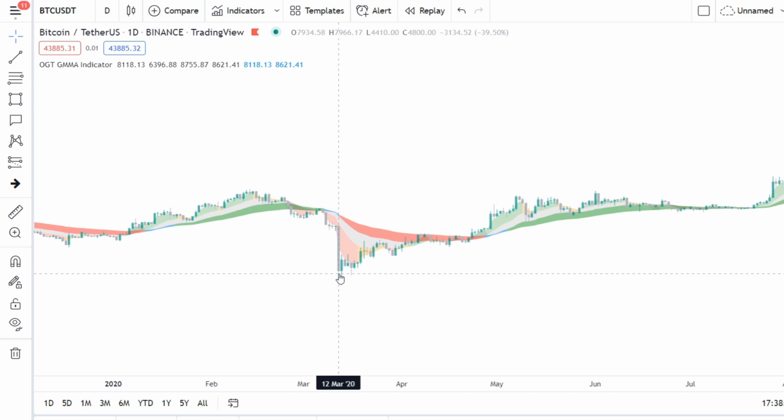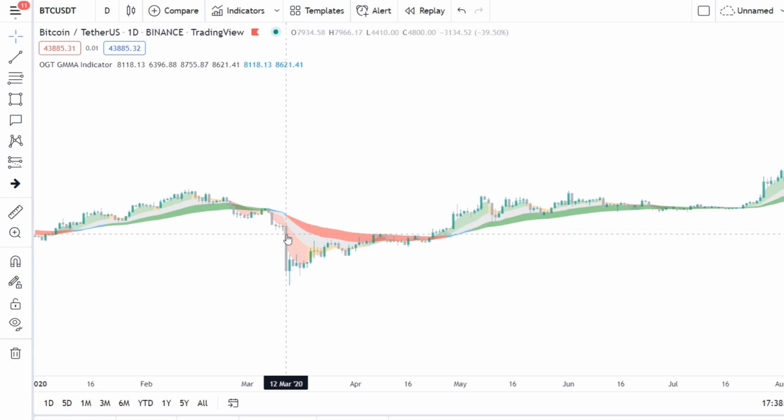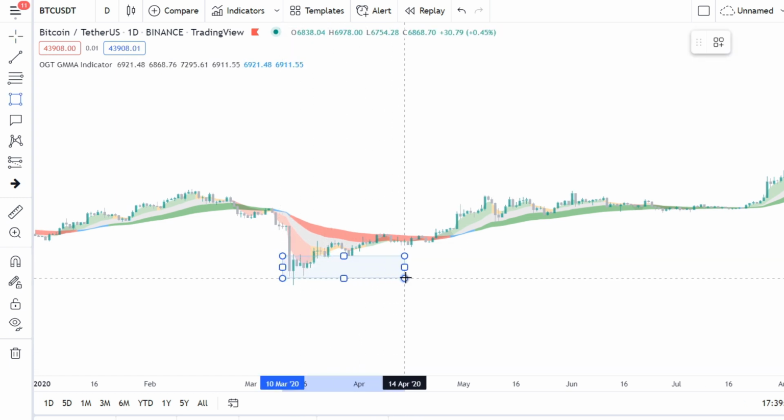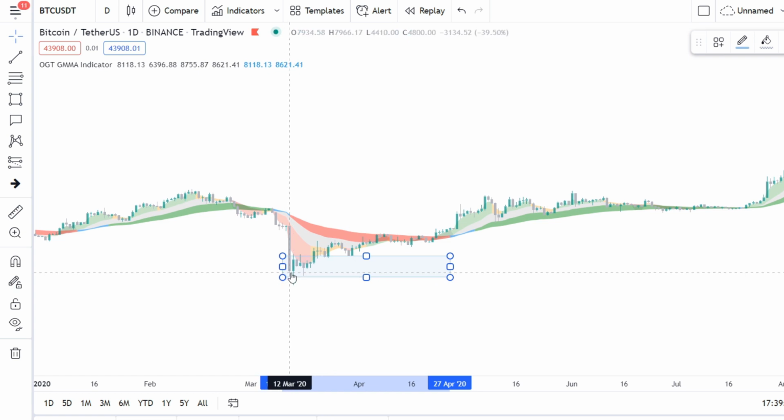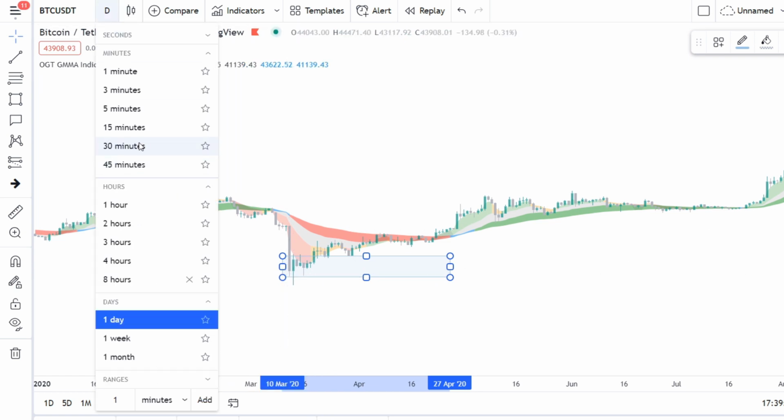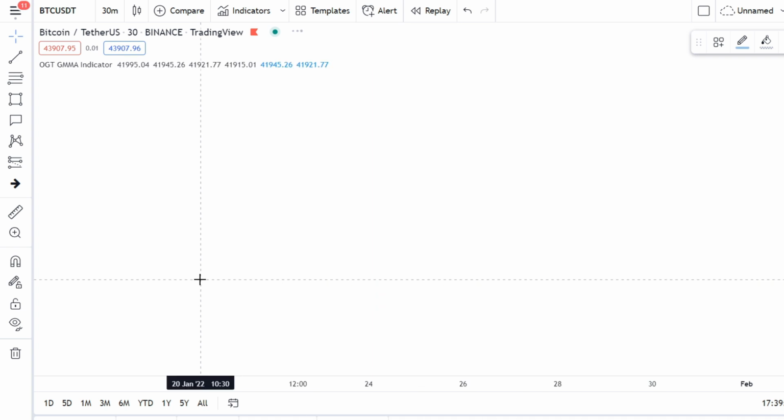Over here, the 12th or the 13th of March, we saw that the long-term trend was red, which means, of course, that it was a huge dip, and we're looking for opportunities in the crypto market, in particular the Bitcoin. Let me mark this up as well. About here, this was the 12th. Let me go back to the 30-minute time frame.